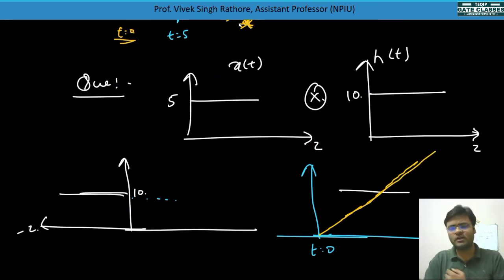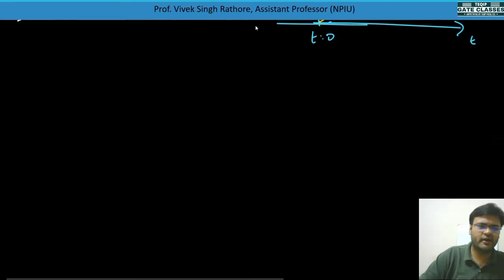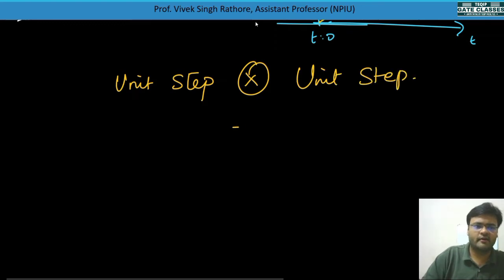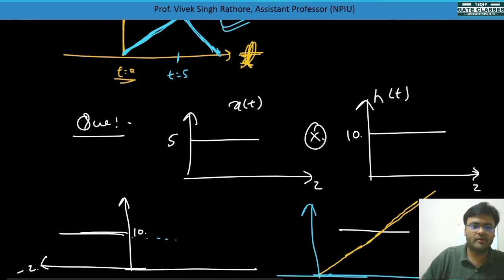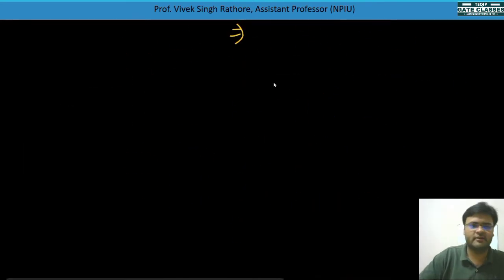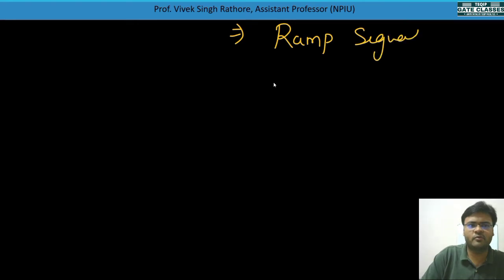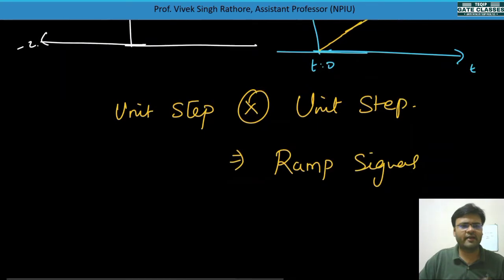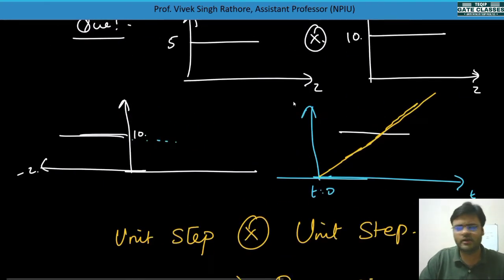So from this question you can understand that whenever a unit step is convolved with a unit step, you will always get a ramp signal. So a ramp signal will be generated when two step signals are convolved with each other. And y(t) you can write, you can see the values here.